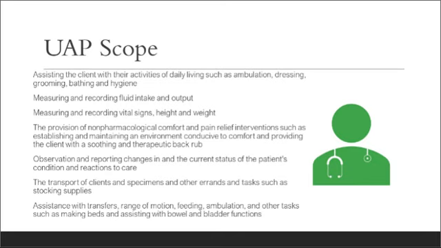Unlicensed assistive personnel. Assisting the client with their activities of daily living, such as ambulation, dressing, grooming, bathing, hygiene, measuring I&O, getting vital signs, height, and weight. They can do non-pharmacological comfort interventions to maintain a comfortable environment. They can do a therapeutic back rub. They cannot put oxygen on a patient, and some of you picked that on the last question. You weren't looking at the fact that you were speaking of what the unlicensed assistive personnel could do.